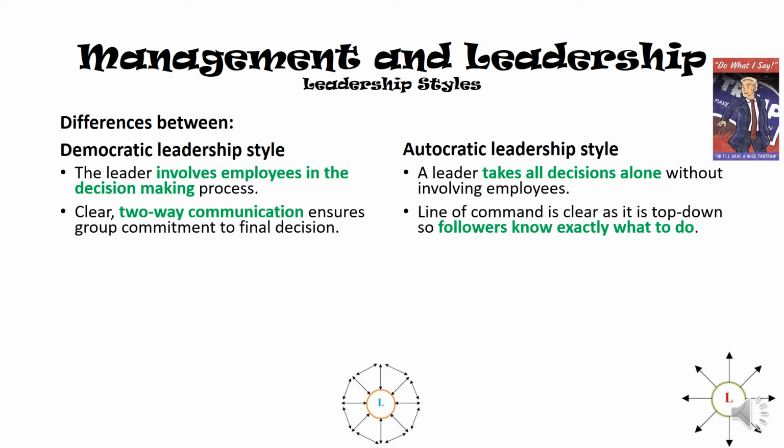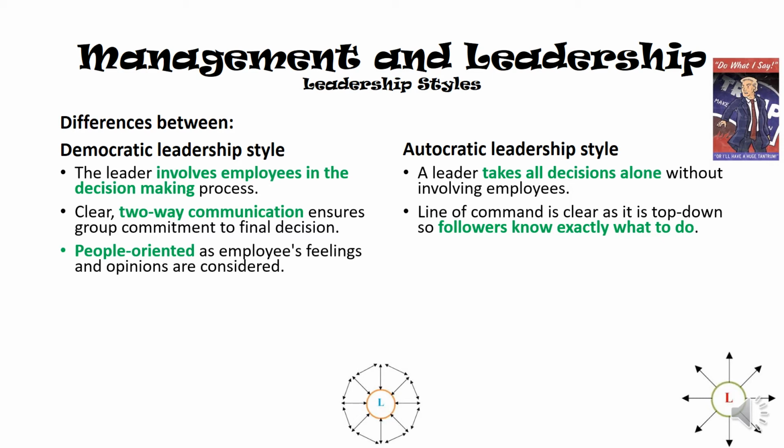In an autocratic leadership style, there's a clear line of command. We said that the command is top-down, communication is top-down. So basically the leader is going to just give instructions to his followers, to the employees, and the employees will be told exactly what is expected of them.